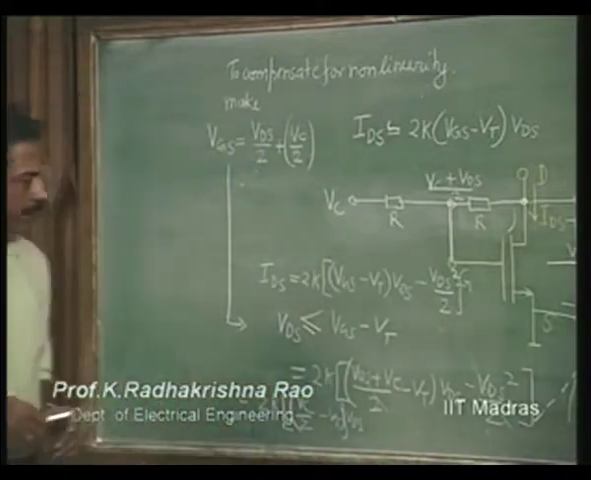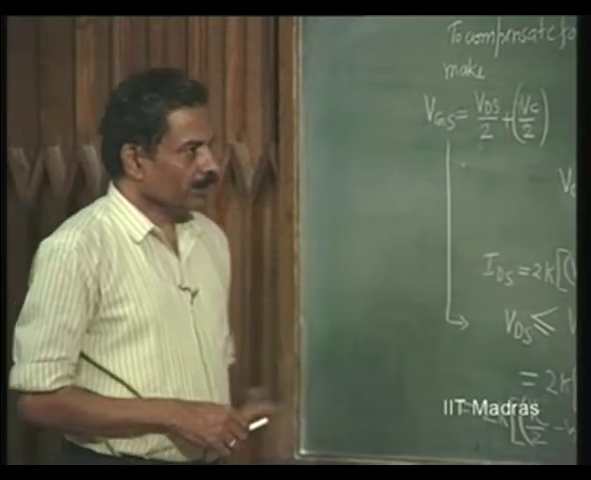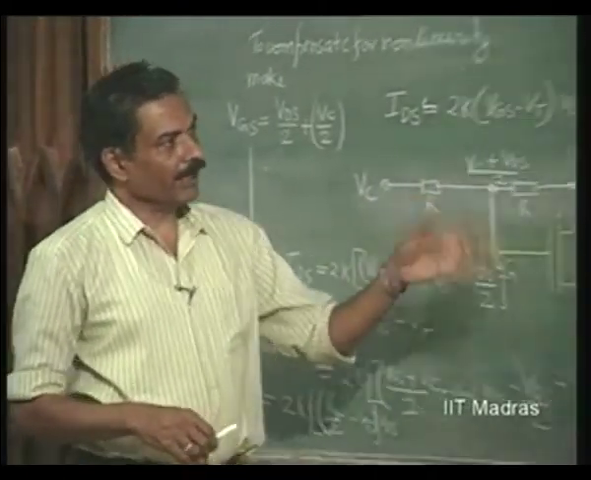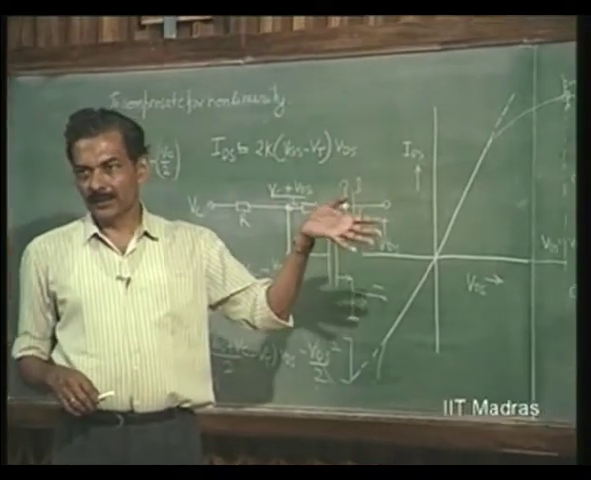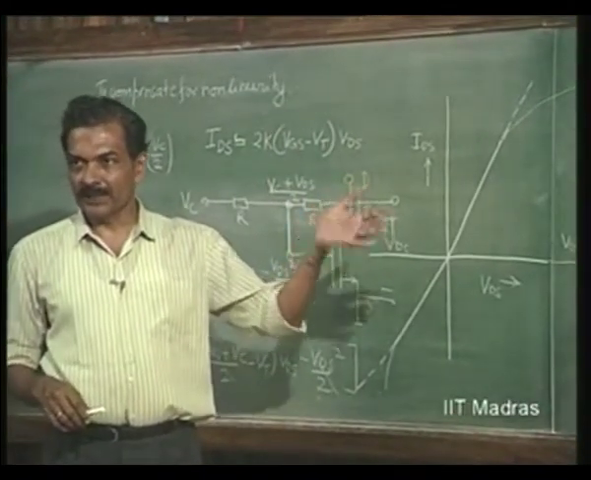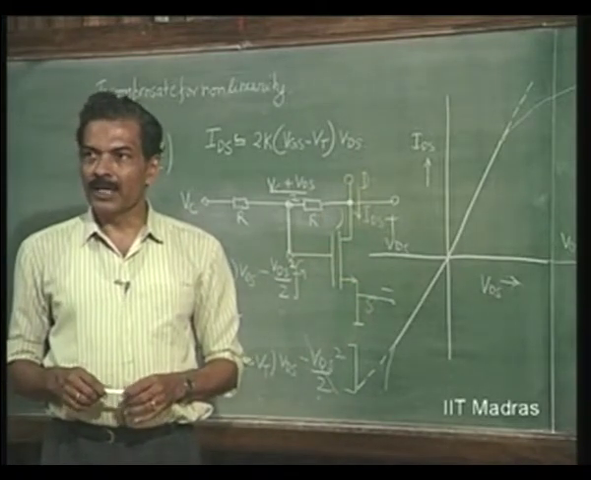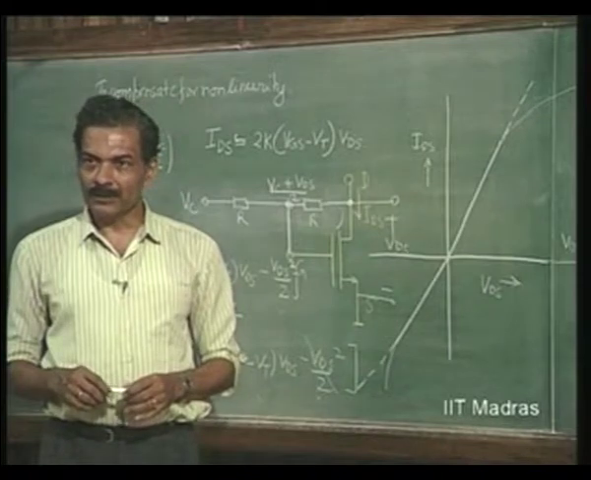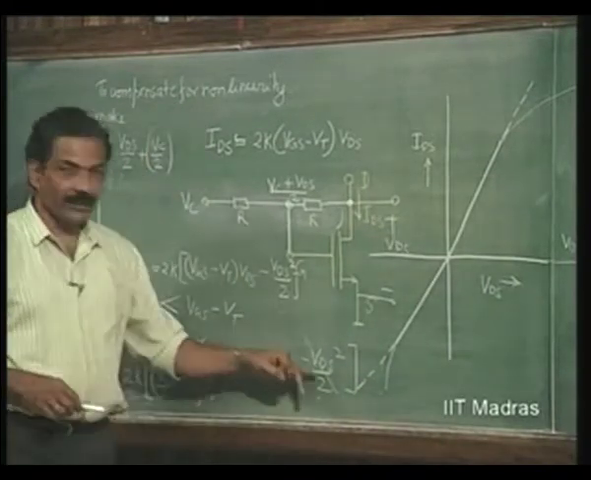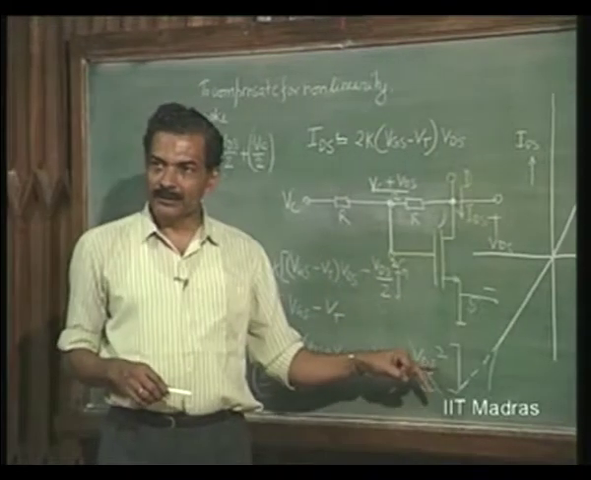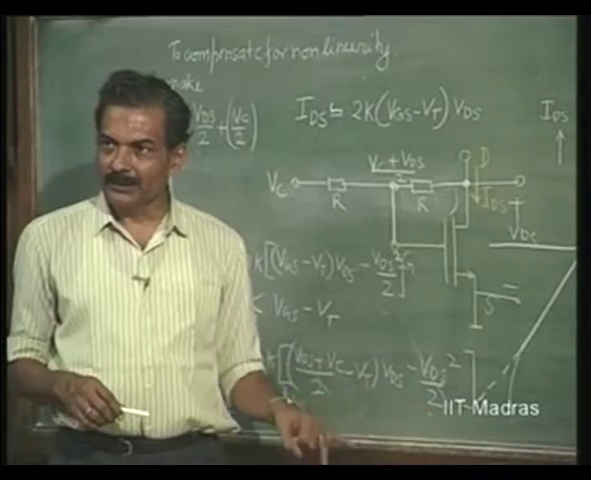Let us see the application of control resistor. The same circuit is valid whether it is a JFET or a depletion type of MOSFET. I have illustrated it for an enhancement type of MOSFET. The nonlinearity occurring in all these devices will be exactly the same type, that is, VDS squared by 2 type.